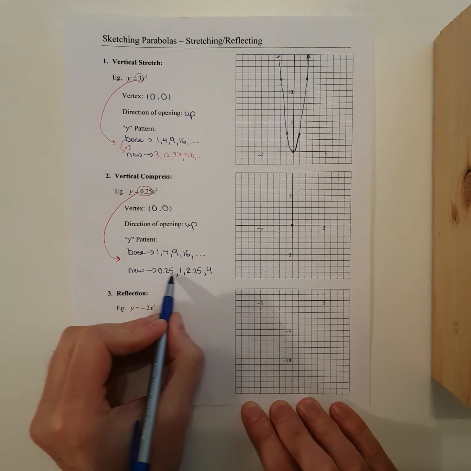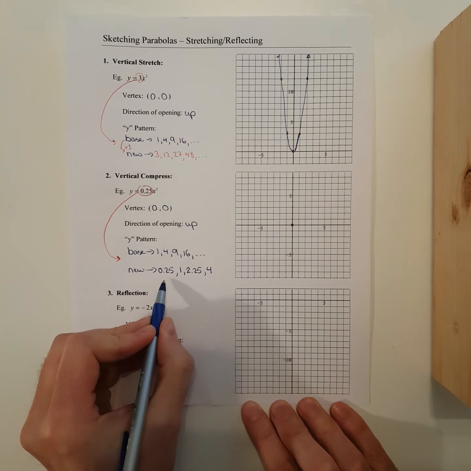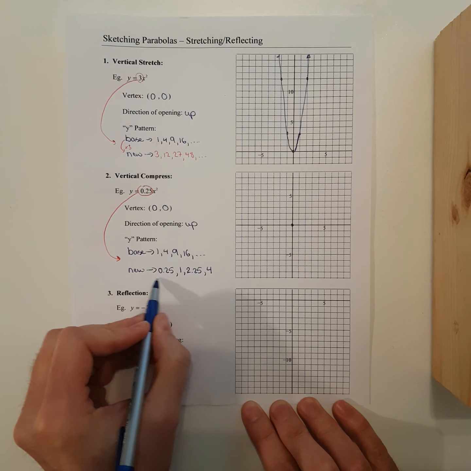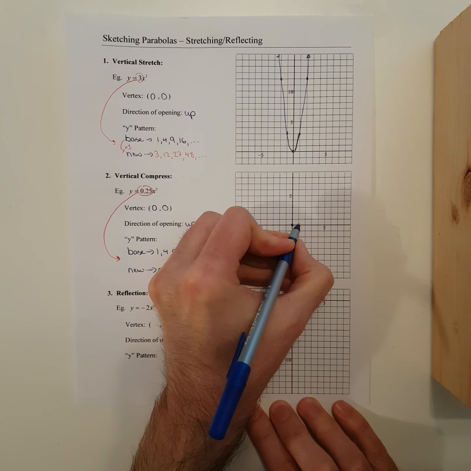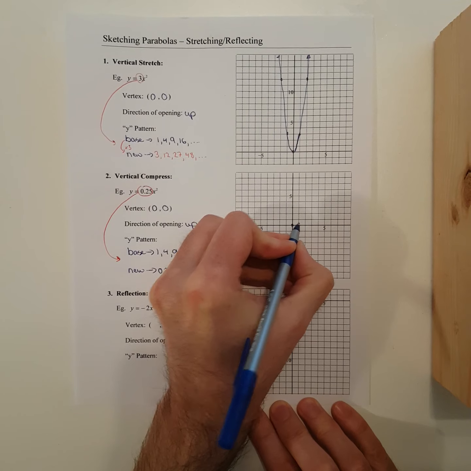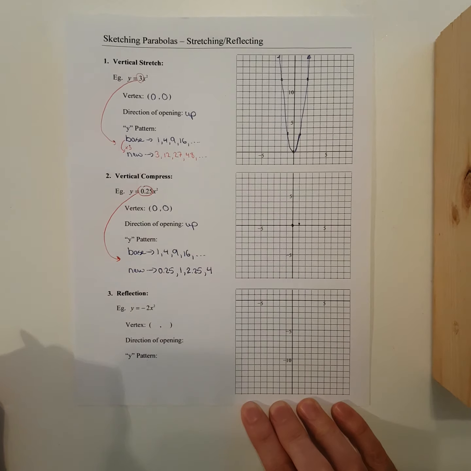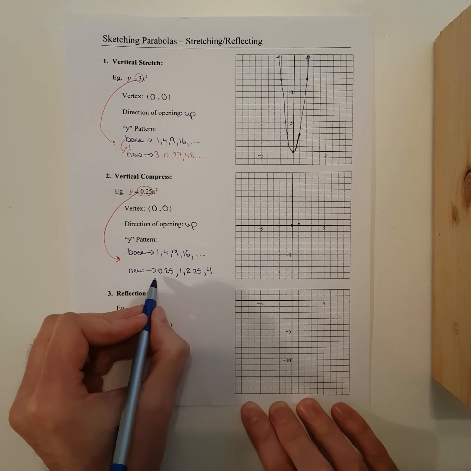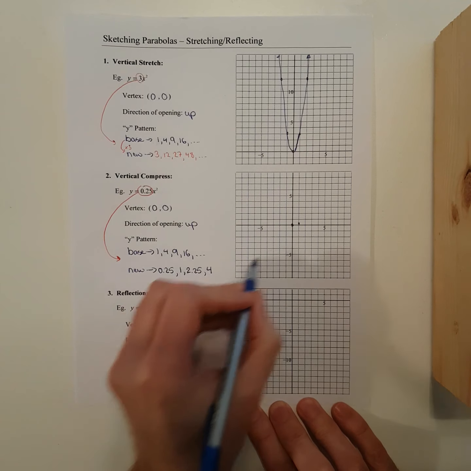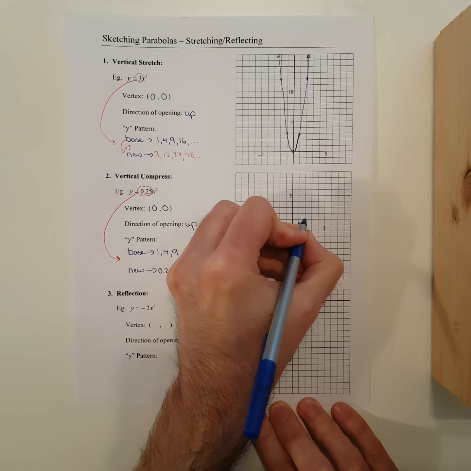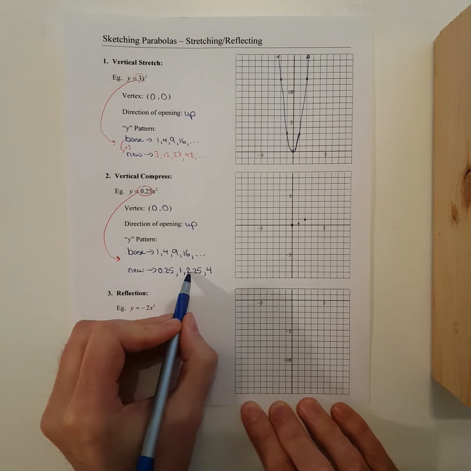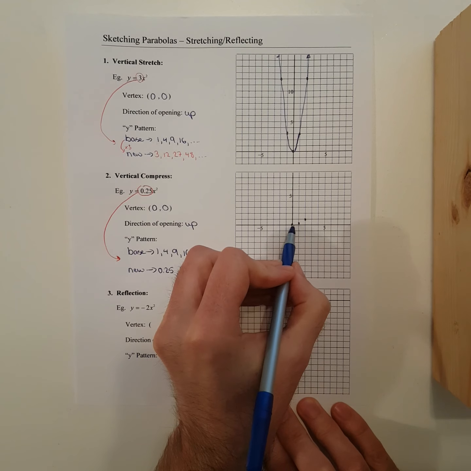And now this tells me my pattern. If I come over 1, I've got to go up 0.25. Because this is such a small decimal, all we do is try to plot that as best we can, saying there's about 0.25. If I come over 2 spaces, I'm going to go up 1. If I come over 3 spaces, I'm going to go up 2.25.